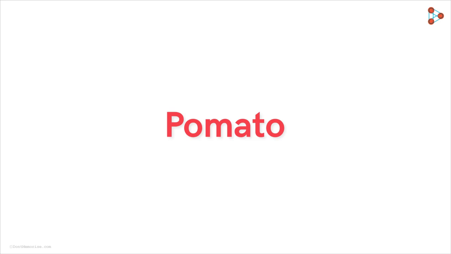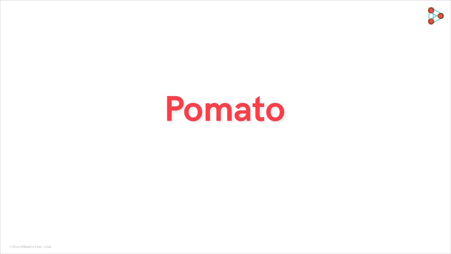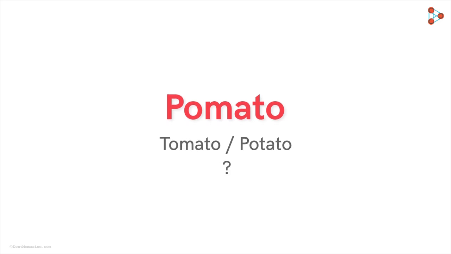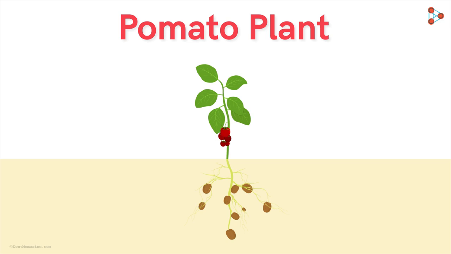Tomato. Doesn't this term sound a little weird? You might be wondering, is it a tomato or a potato plant? It's actually both. Yes, you heard me right. In this single plant, the tomatoes grow above the ground while the potatoes grow below the ground level. And how is this made possible? It can be done by a process called grafting.